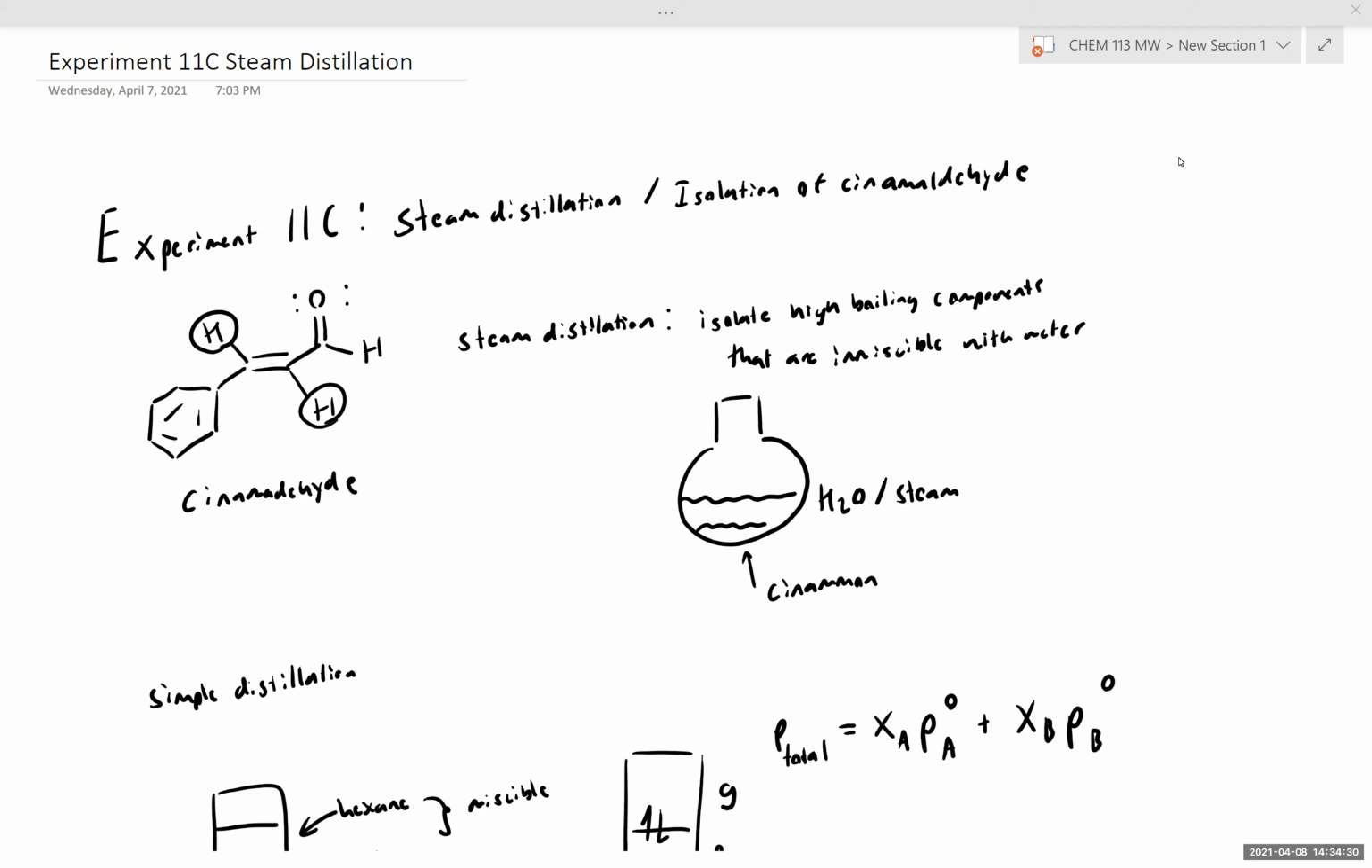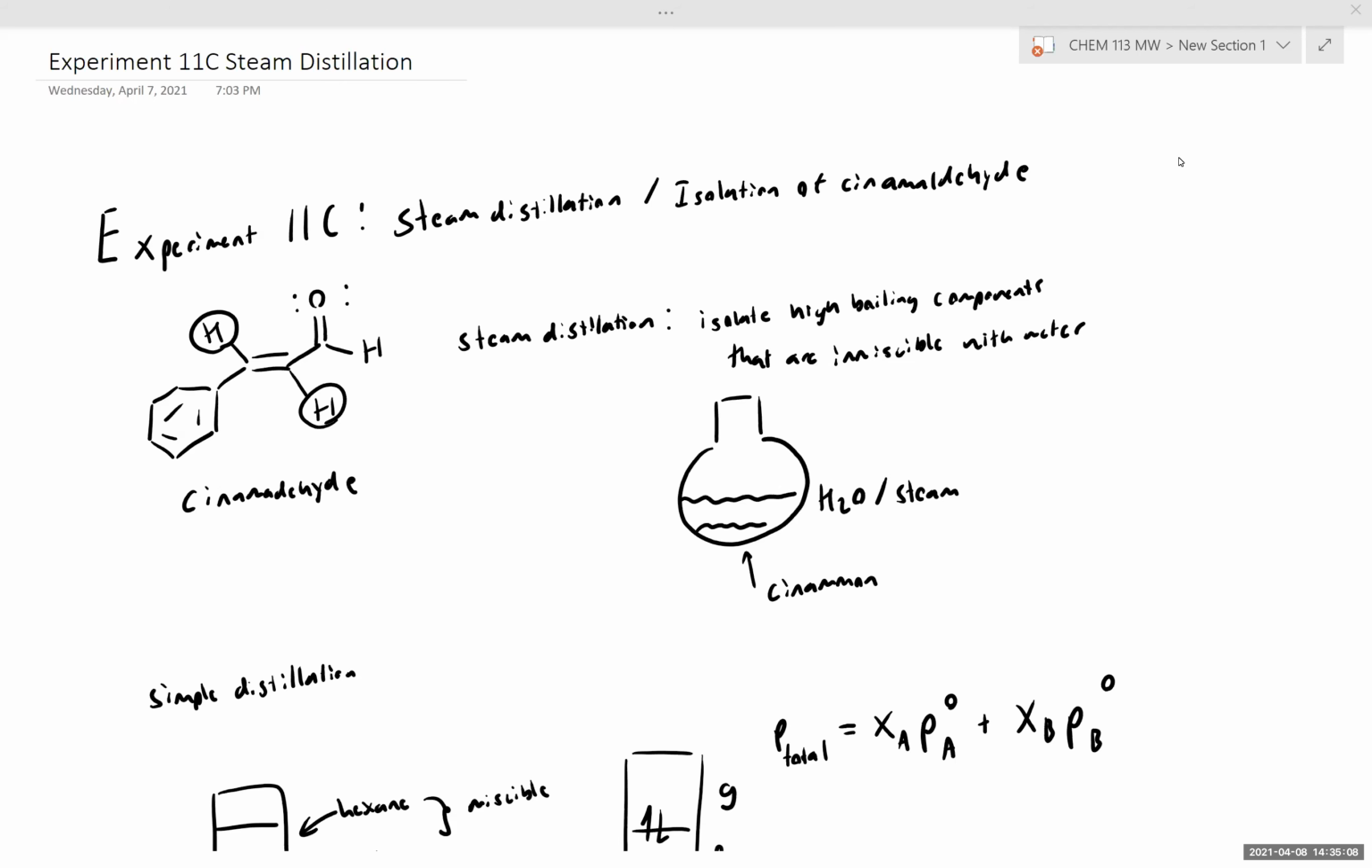And the principal use of steam distillation is to isolate high boiling compounds that are immiscible with water that also don't form azeotropes. So this is mainly useful for isolating nonpolar or water insoluble components of natural product mixtures or reaction mixtures. So in this case, we have our cinnamon, and we're going to place the cinnamon in boiling water or a source of steam.